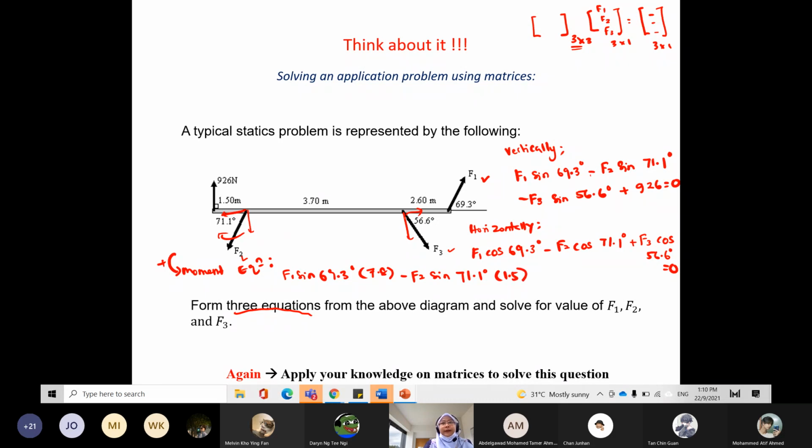So F3, this one is supposed to be like this: 3.7 plus 1.5 is 5.2. So supposed to be minus F3 sine 56.6 times 5.2 equal to 0. So now you already have three equations with three unknowns.